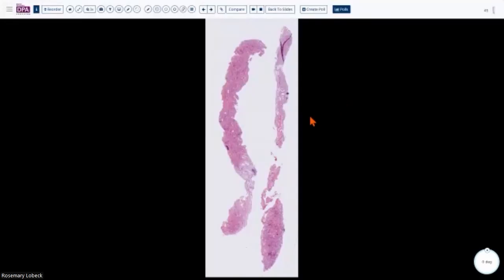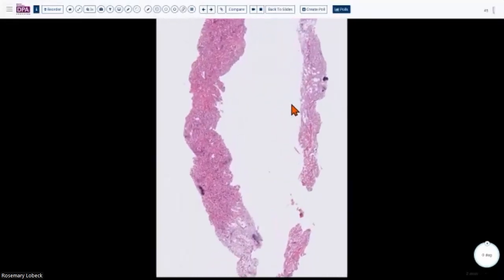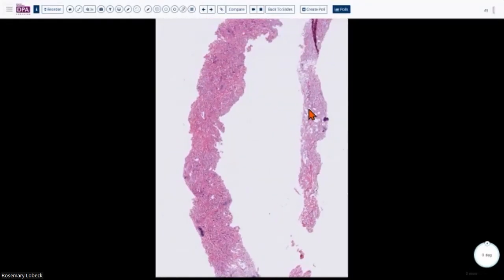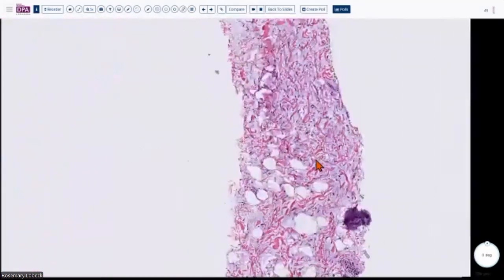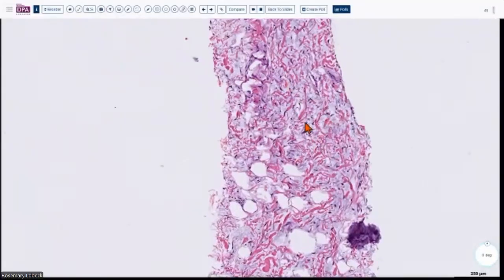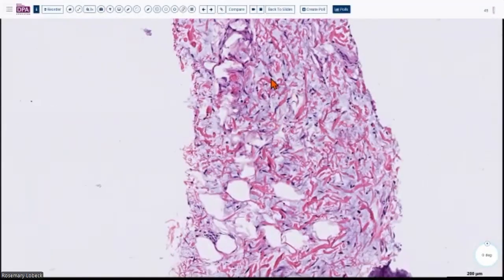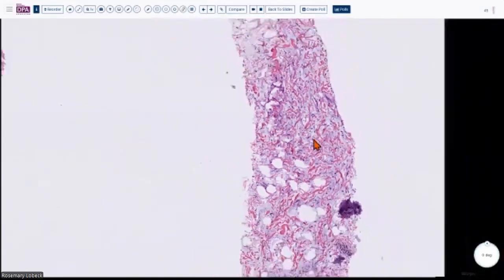So finally, I want to end this topic with this particular case that we got recently in our practice. This is a lesion that is fatty. It has some myxoid change, and it also has this ropey collagen and spindle cells. So all features look good for spindle cell lipoma, right?